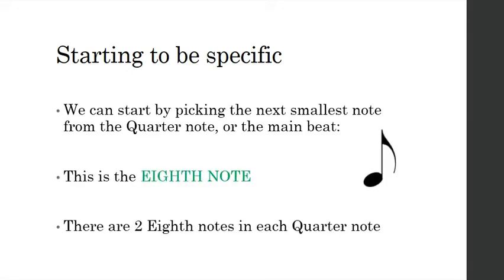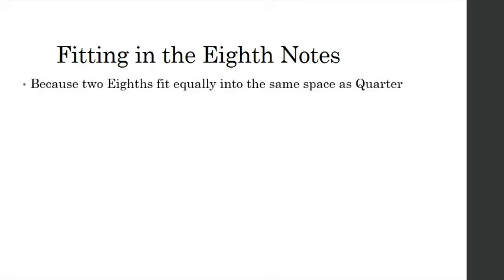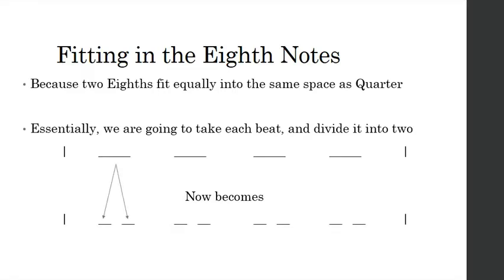And we know that there are 2 eighth notes in each quarter note, and it works out well because each eighth note is of equal size. So 2 eighth notes fit equally into the same space as a quarter. So essentially what we're going to do is take each beat and divide it into 2 parts. What used to look like this for our measure now becomes this. And you see that each beat is being divided into 2 equal smaller units.